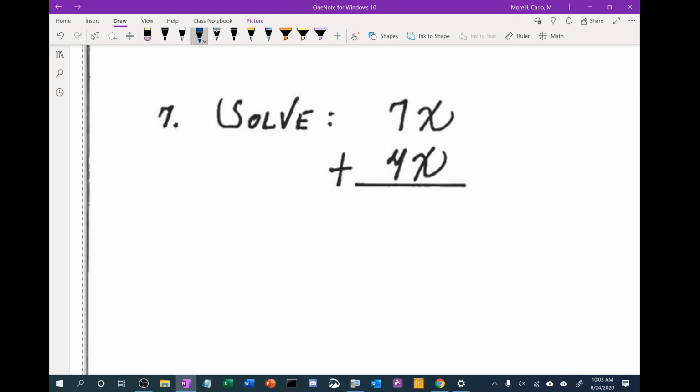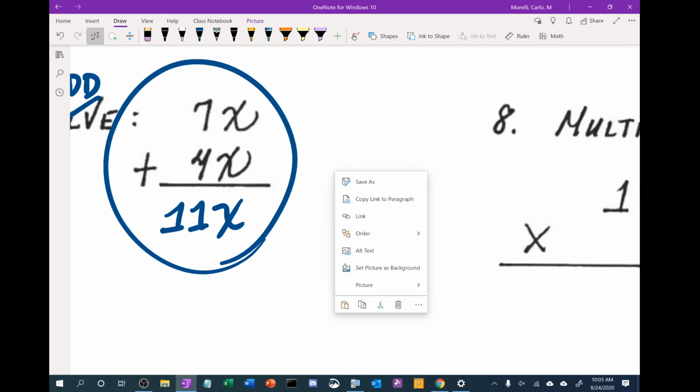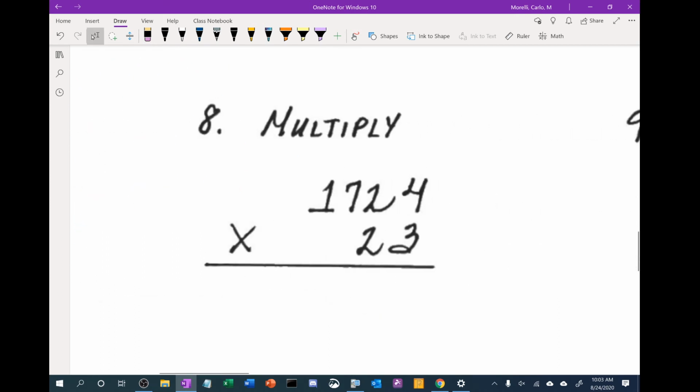This really should say add. So 7x plus 4x, what is it? 11x. Okay, very easy. There's not really any way to check that in the calculator. It's just adding 7 and 4 and carrying the x.